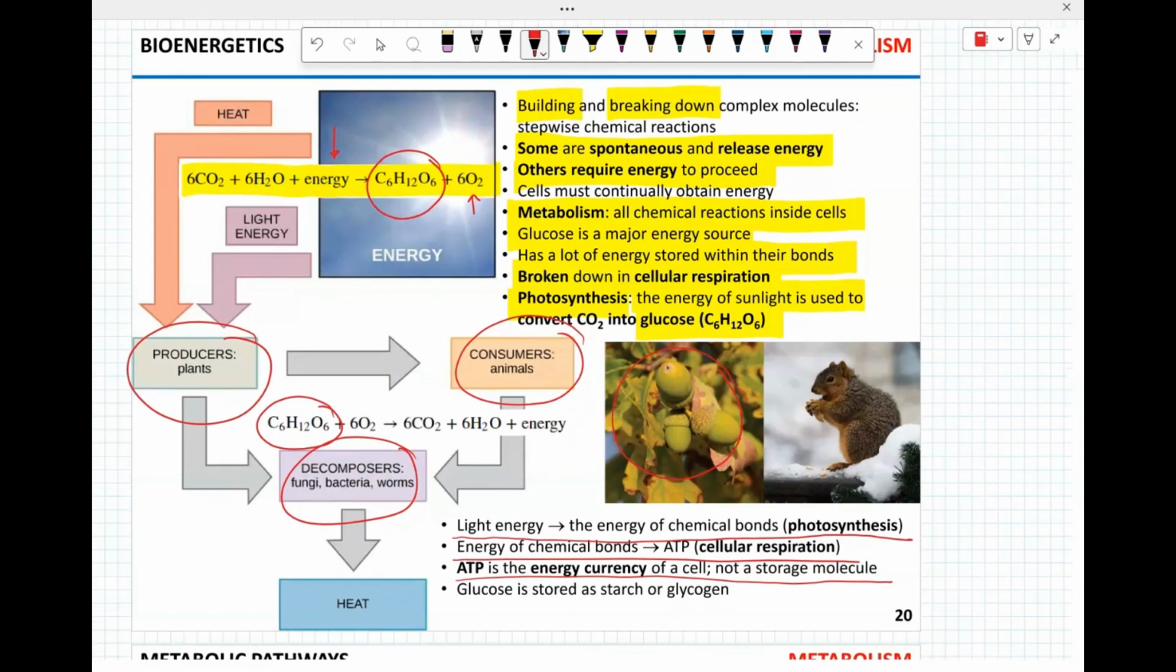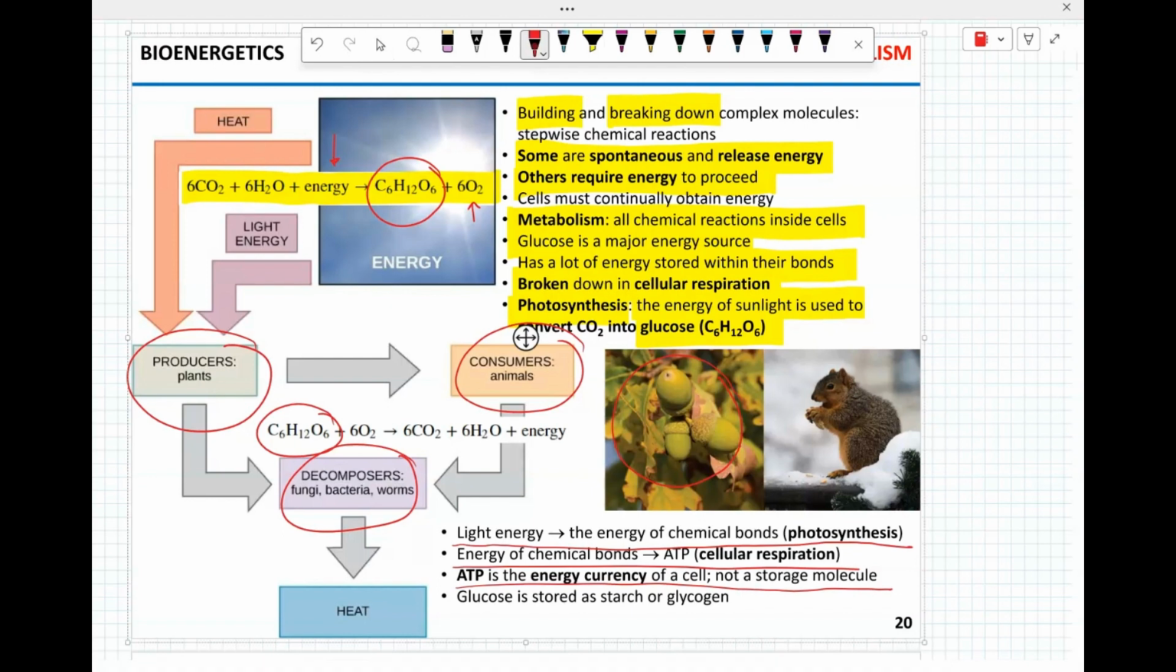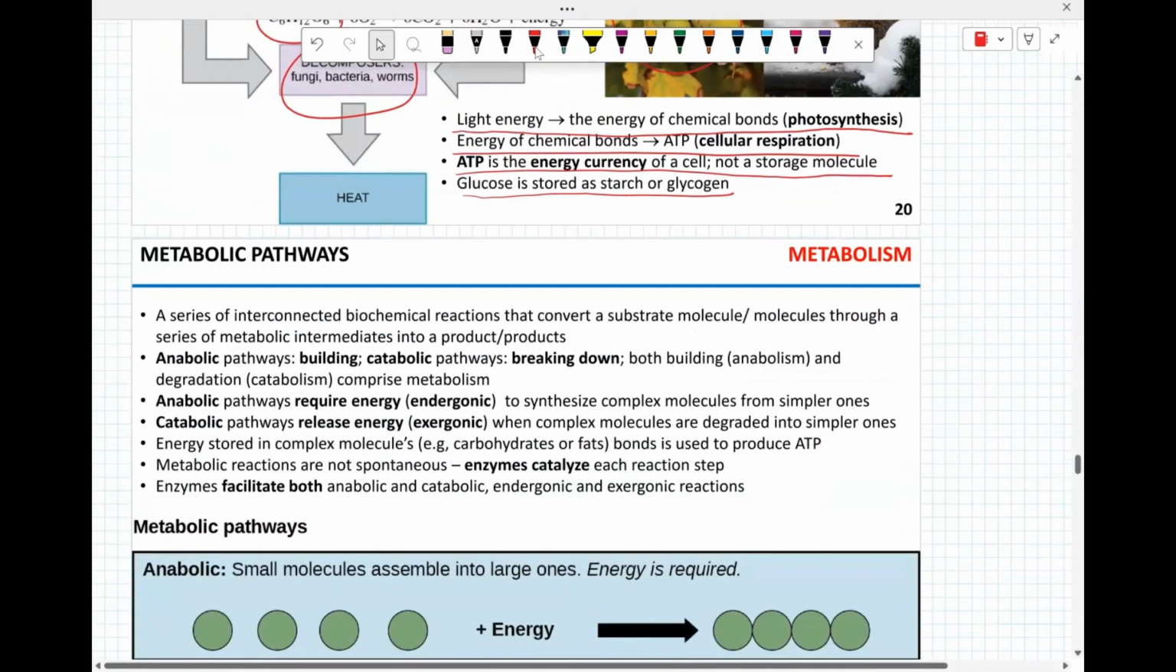If an organism needs to store energy of chemical bonds, in other words, if an organism needs to store glucose, the organism can convert it to starch if it's a plant, or to glycogen if it's an animal.